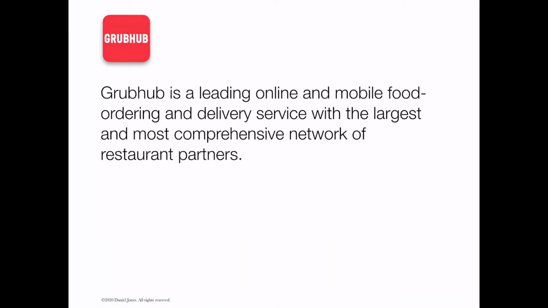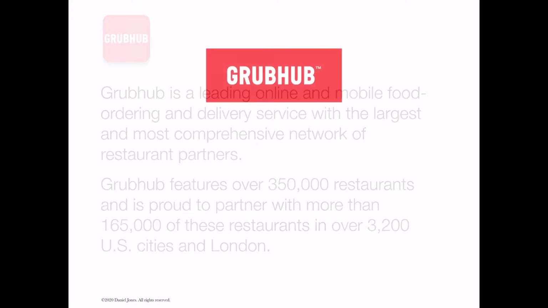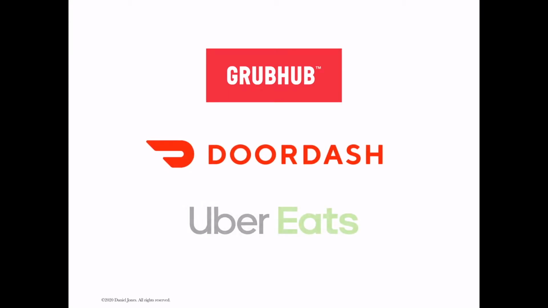What is Grubhub? Grubhub is both a website and an app that allows you to order food for pickup or delivery from various restaurants in your area. Grubhub features over 350,000 restaurants in the US and in London, and they partner with about 165,000 of those restaurants. There are really three main food delivery services out there that are online: Grubhub, DoorDash, and Uber Eats.